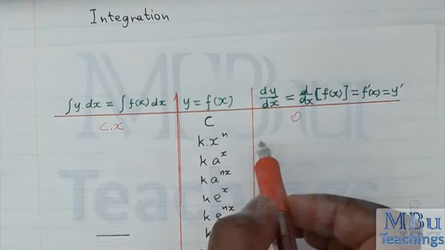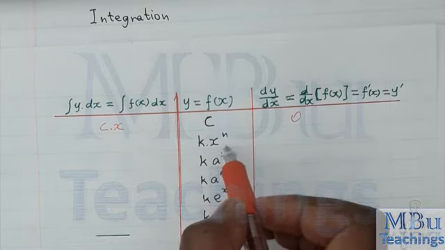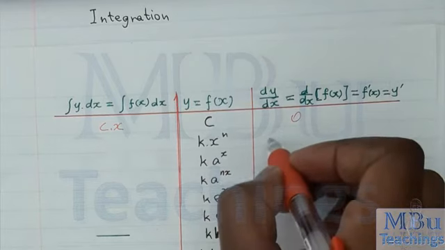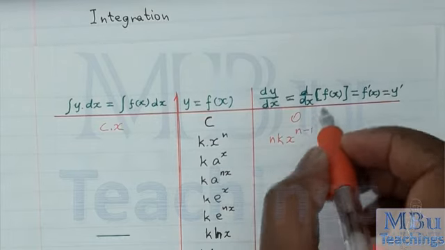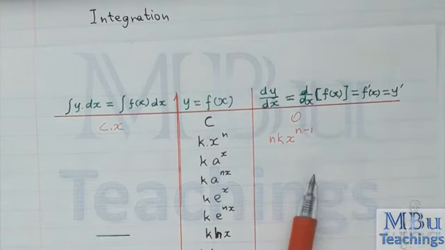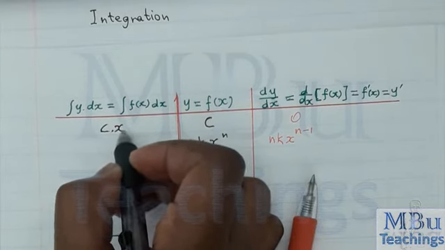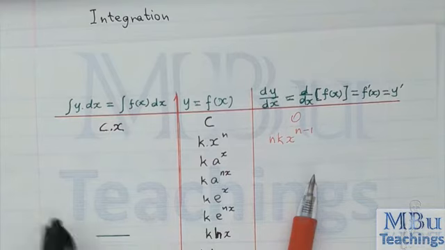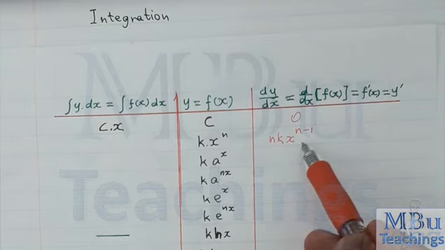Let's move further. Let's say now we are asked to derive this one. If you are deriving it, remember we said that you'll bring the power to the front, so you'll have n k x to the n minus 1. Okay, we have it. Now, let me use a different color when I am writing on this side. I'll have c times x there. I'll use a black marker on this side. So we do have our derivative of this one.